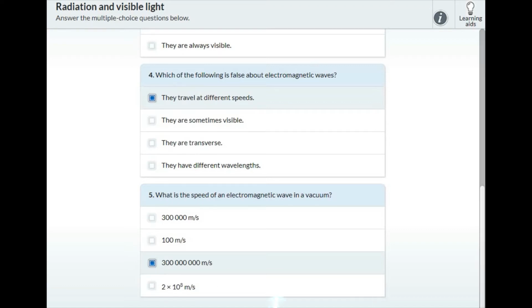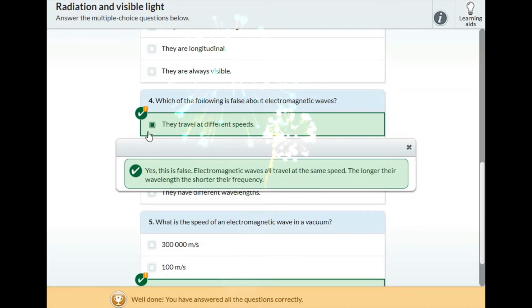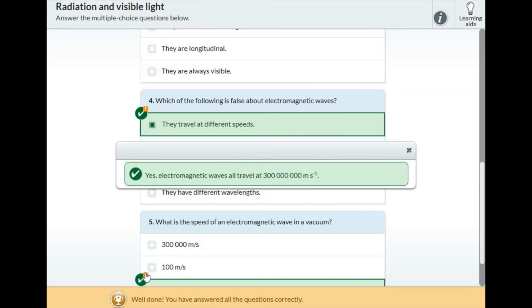Right, check answers. All correct. Some information here is this one. Electromagnetic waves all travel at the same speed. The longer their wavelength, the shorter their frequency. And then this one says electromagnetic waves do travel at 300 million meters per second.